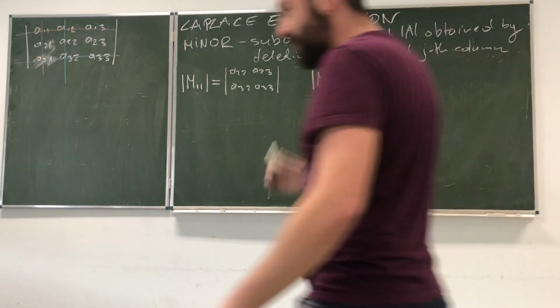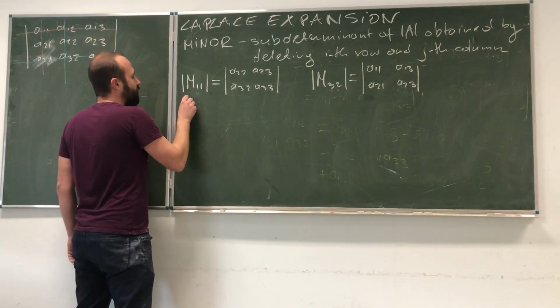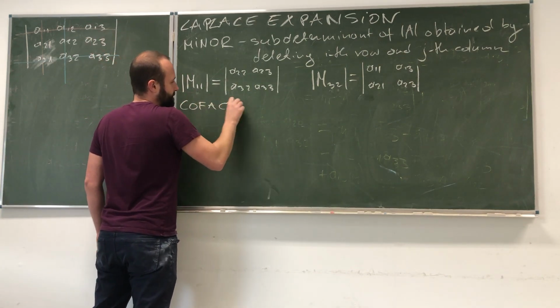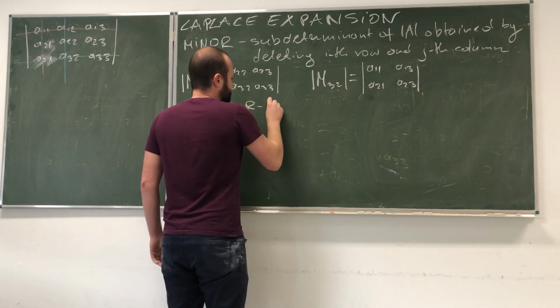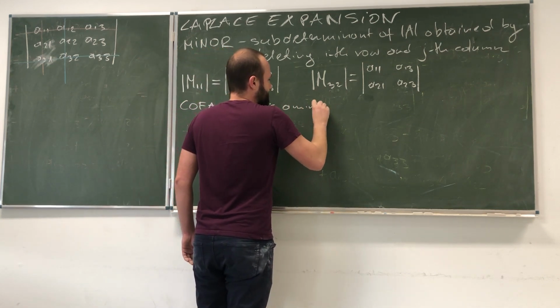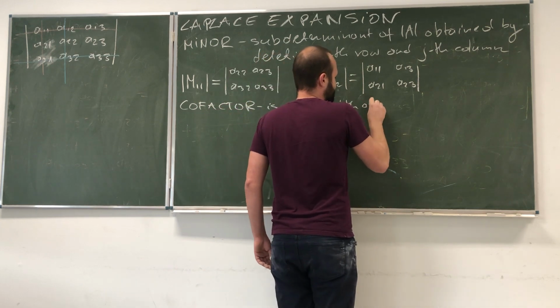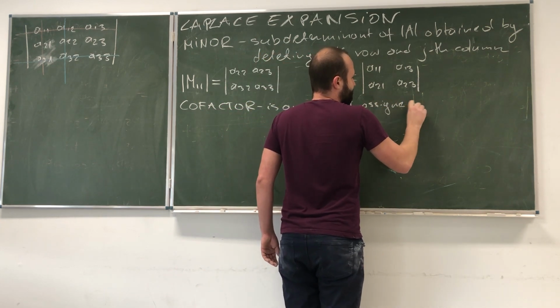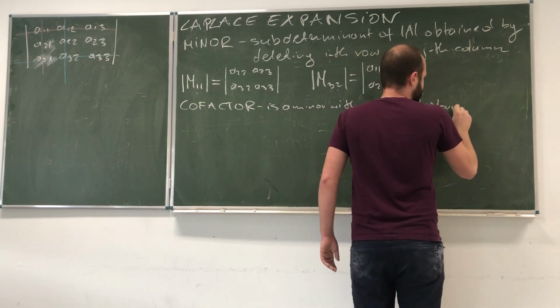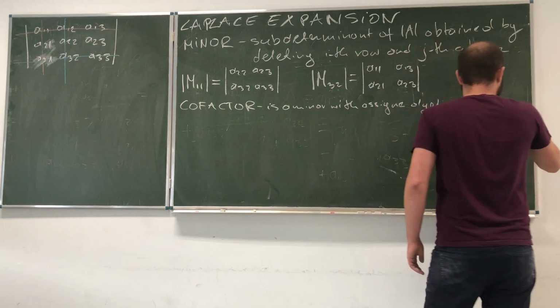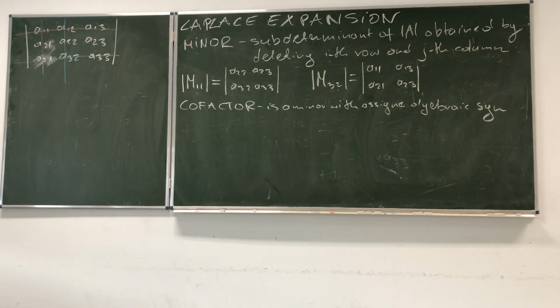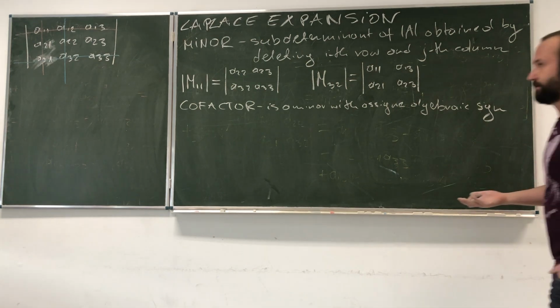And then the second concept we need to introduce is called cofactor. And cofactor is a minor with assigned algebraic sign. Okay, what does it mean? It means that in order to get the cofactor, first we need to find a minor and we need to add either plus or minus in front.